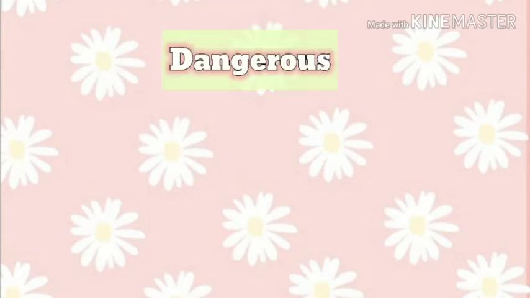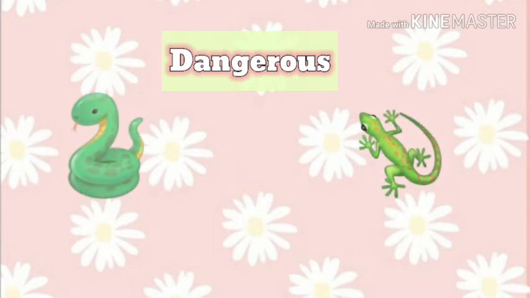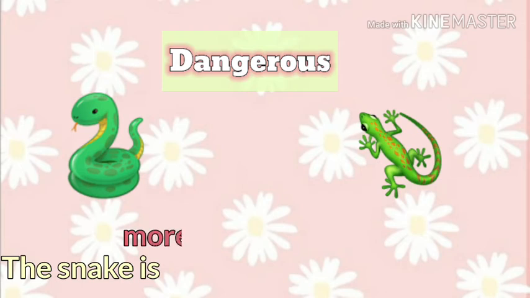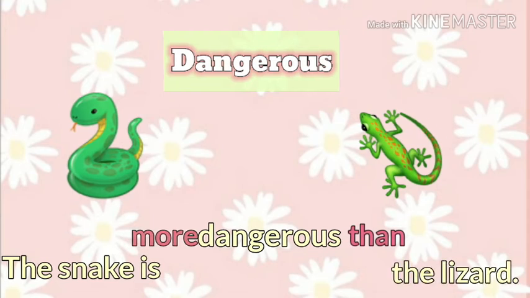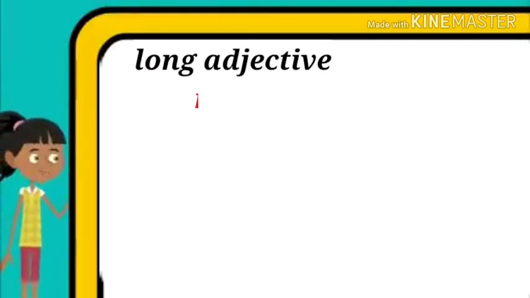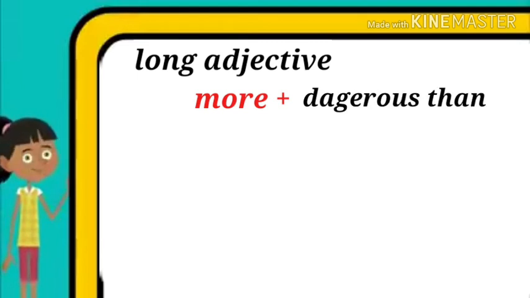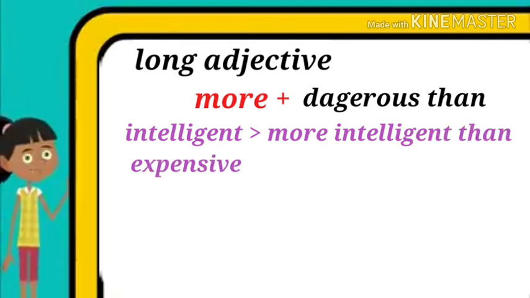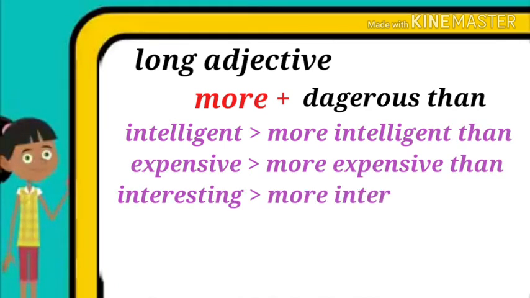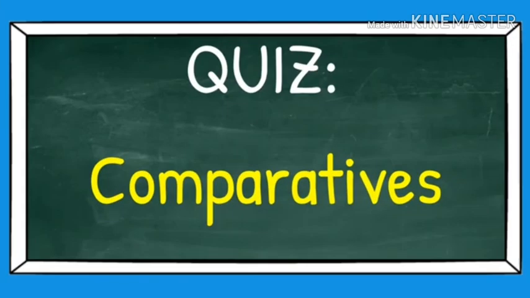Now let's use the long adjective dangerous, comparing the snake and the lizard. The snake is more dangerous than the lizard. Let's see the rule. With long adjectives, we put more plus the adjective and than. Intelligent, more intelligent than. Expensive, more expensive than. Interesting, more interesting than. Okay, this is a quiz for you now.